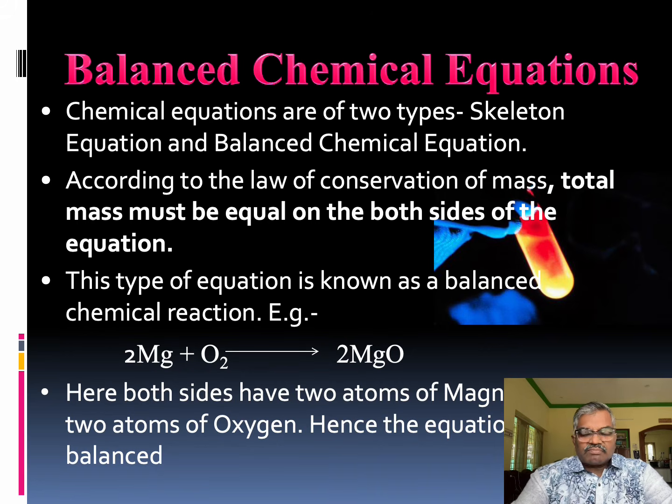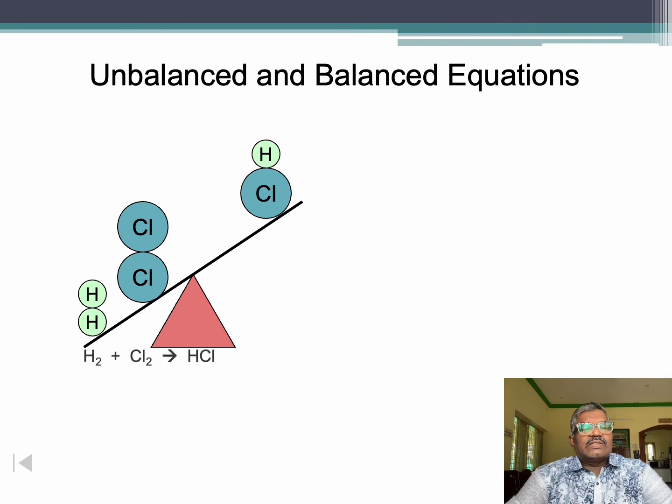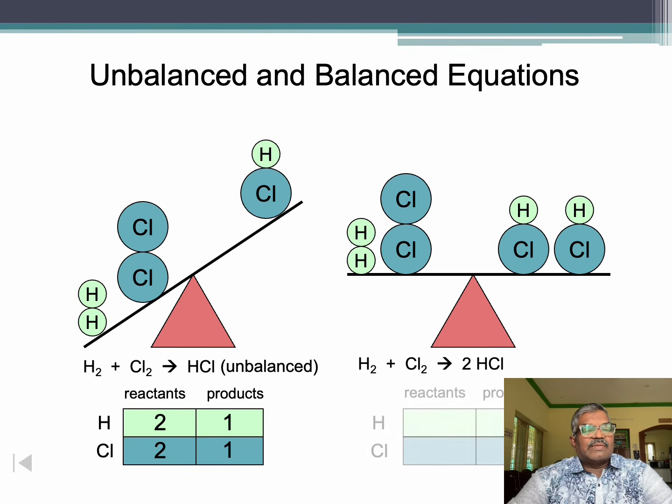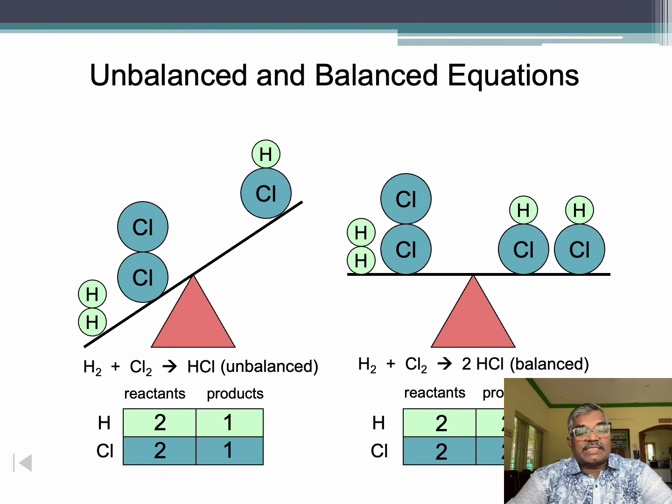Here is an example, with animation, of an unbalanced and balanced chemical equation. H2 reacts with chlorine to give HCl. That means hydrogen reacts with chlorine to form hydrogen chloride. Here it is unbalanced, because it is showing in the seesaw. If you see the next side, you can put 2 before HCl on the right hand side, and it is balanced. So this is the hit and trial method.